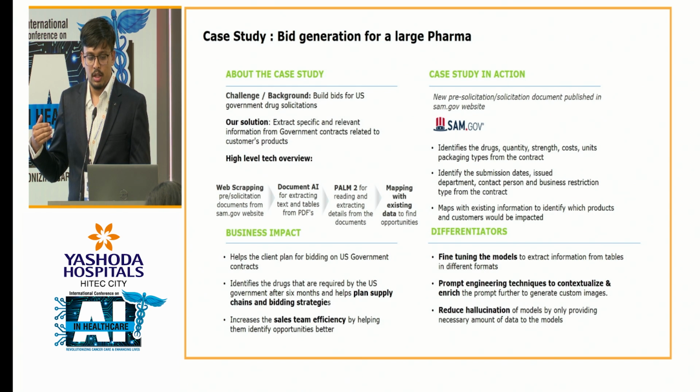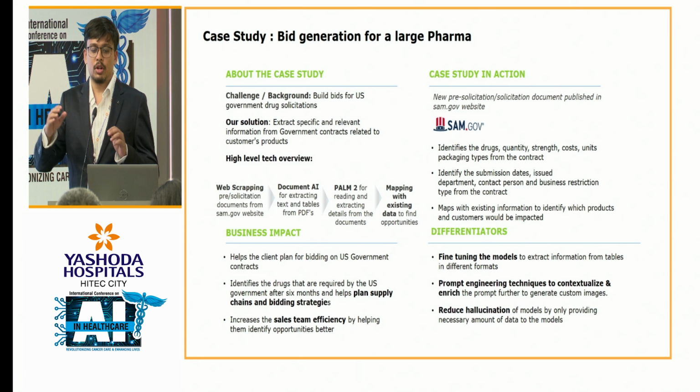And then finally map it with the existing products. Some of these drugs the pharma company might be manufacturing, so map them with those. And then finally, talk with different teams, the supply chain team, the manufacturing team, and then finally come up with a bid. This used to take around 2 to 3 weeks of processing.